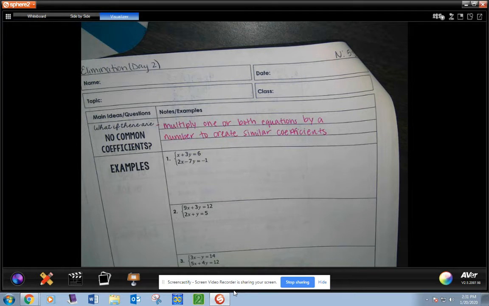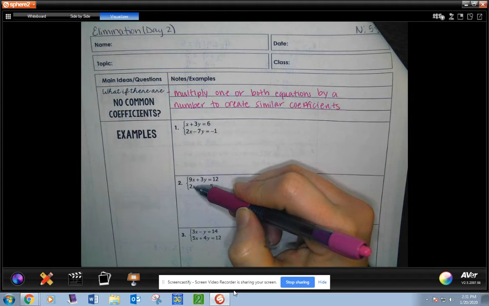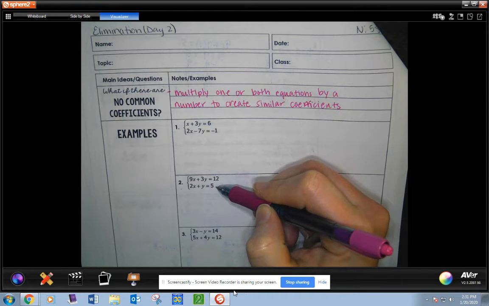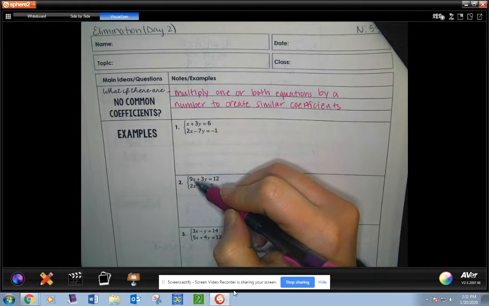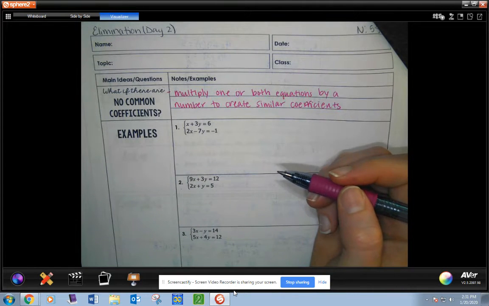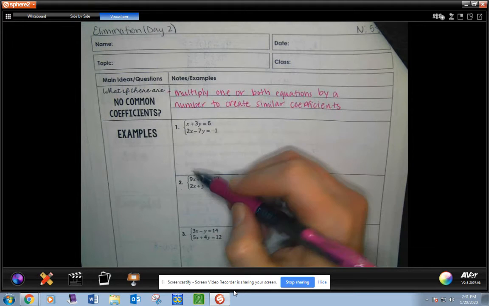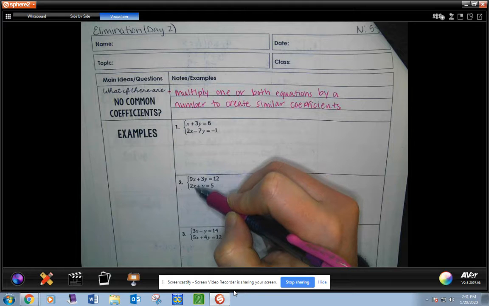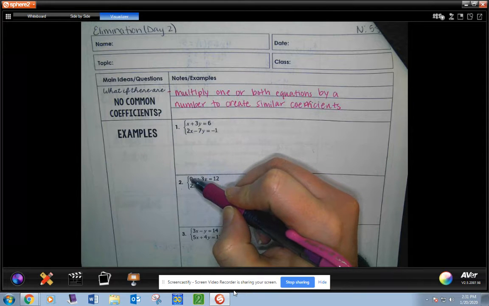Okay, we're going to do number 2 and number 3 on the front, and then we'll flip to the back and do some on the back. For number 2, I do have x above x, y above y, equals above equals, and the constant number above the constant number. But my x's don't have the same number, and neither do my y's. So the easiest way to get them to be the same is to take the number and multiply it by each other. So if you wanted to get x's to match, you would have to multiply the top by 2 and the bottom by 9.